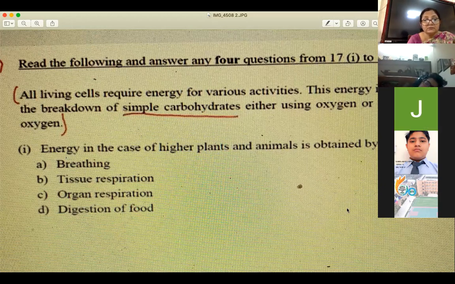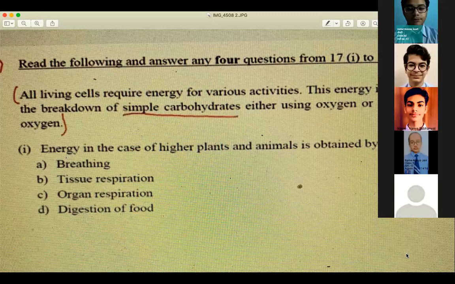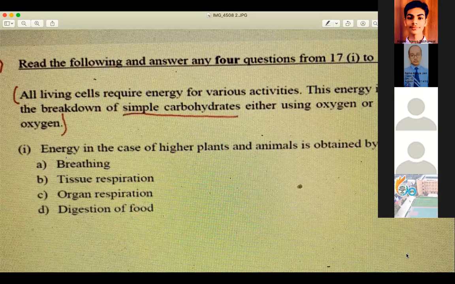Digestion of food. Okay, digestion of food. Any other option? Abhay says digestion of food. Any other option? Anybody is of different opinion? Tissue respiration. Who says tissue respiration? Riddhi? Okay. Ma'am, Riddhi. Riddhi says tissue respiration. Any other different opinion? किसी और की कोई और चॉइस है?